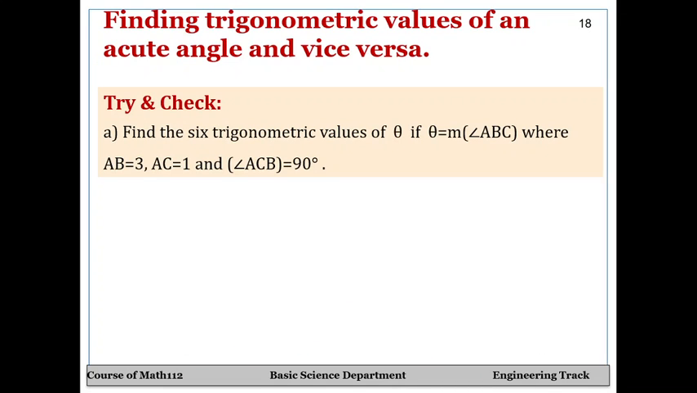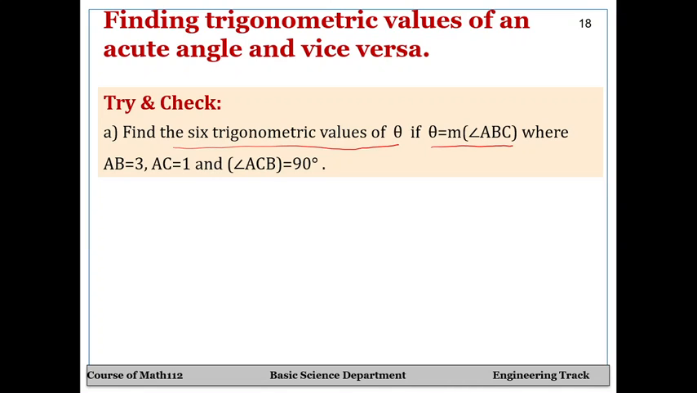Okay, let's do this, try and check exercise. Please stop the video and try to do it by yourself. Then I will do it, then you can check your solution with mine. Find the 6 trigonometric values of theta if theta is the measure of the angle ABC, where AB is 3, AC is 1, and ACB is 90 degrees.